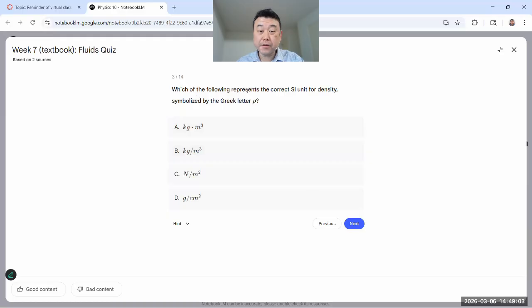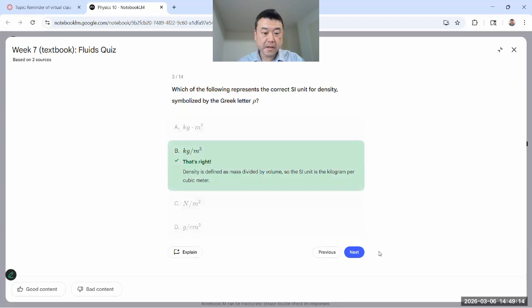Which of the following represents the correct SI unit for density, which is mass per volume? It should be kilograms per cubic meter, this one. Yeah. And if they were trying to be tricky, they might have given you grams per cubic centimeter. So if they ask you for the correct basic SI unit for density, this is the one. Grams per cubic centimeter wouldn't be the basic SI unit.